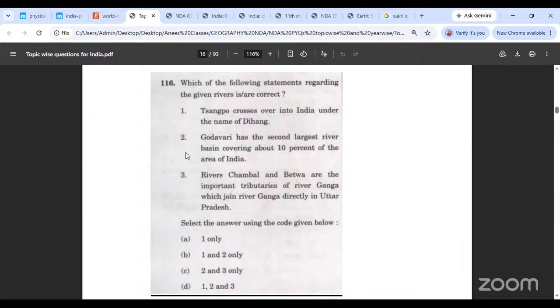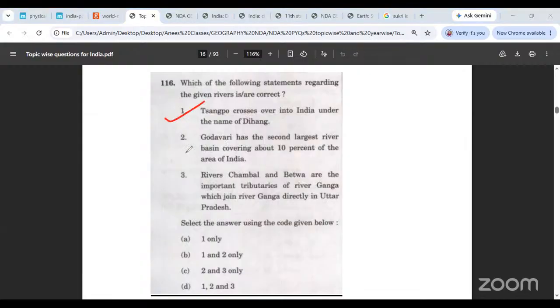Here we are. First statement, Sangpo crosses over into India under the name of Dihang. Godavari has the second largest river basin, covering about 10% of the area of India. And rivers Chambal and Betwa are the important tributaries of the river Ganga, which join river Ganga directly in Uttar Pradesh. बोलो जी, क्या सही है क्या गलत है? One and two सही है? हाँ जी, very correct. We'll go with one and two.